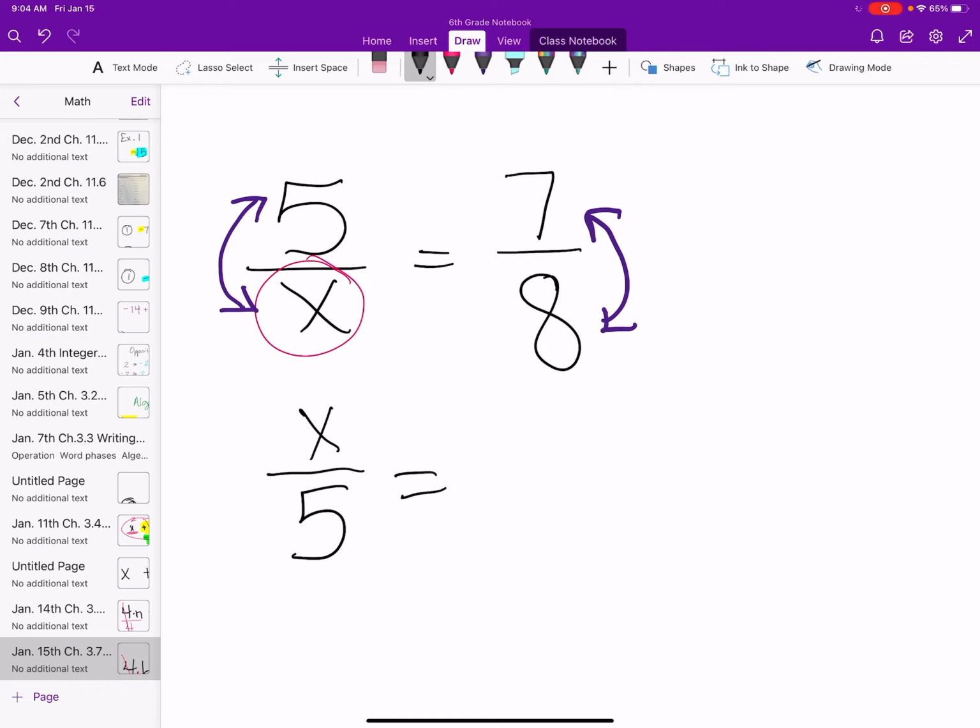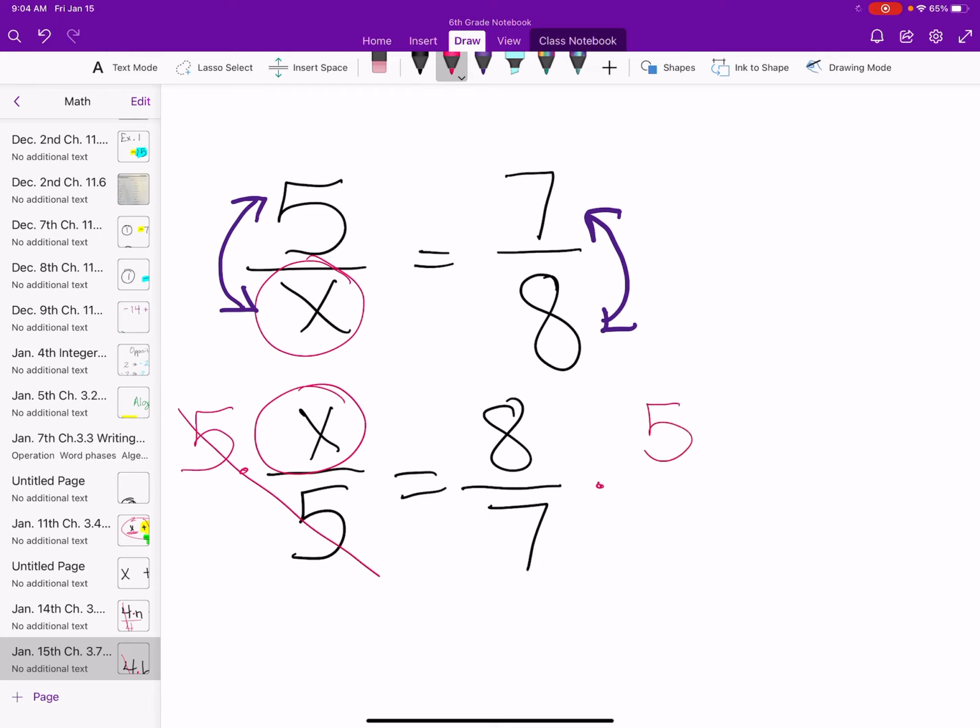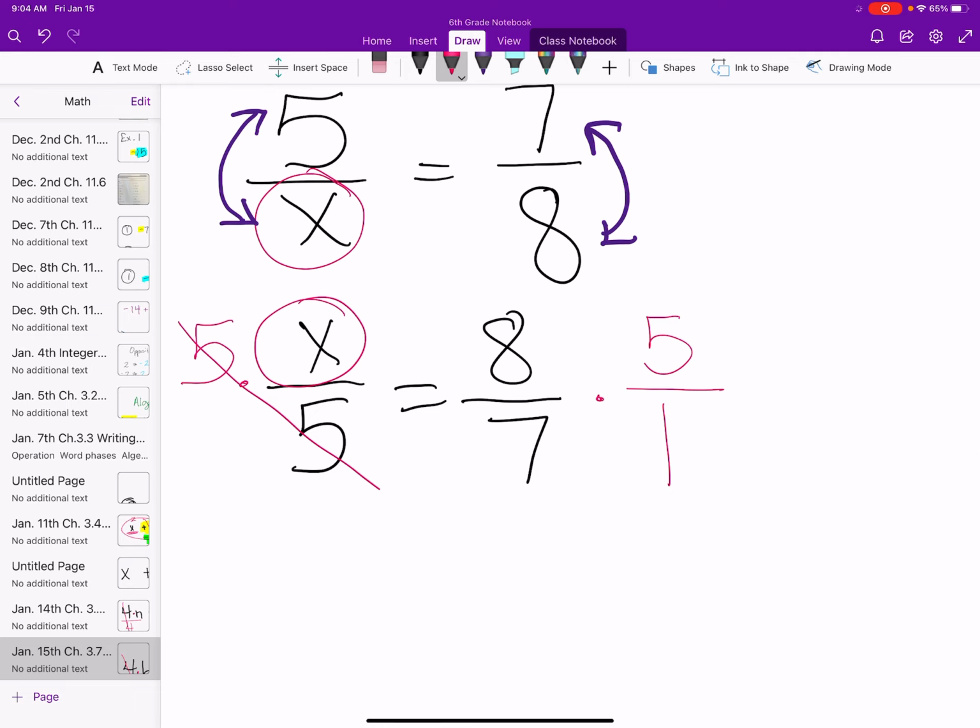And now it would give us an equation that looks exactly like what we've always been doing, where our variable is on top, and we need to get our variable by itself. So this is now like saying x divided by 5 equals 8/7. Okay? So the opposite of dividing by 5 is multiplying by 5. When I do that, this side cancels. If I do it on one side, I have to do it on the other. So I have 8/7 times 5 over 1. Okay, that gets me 40 over 7.